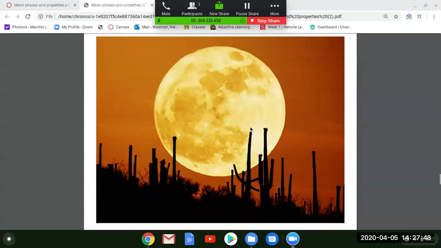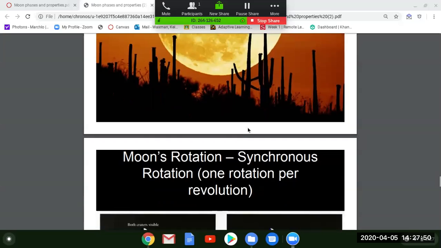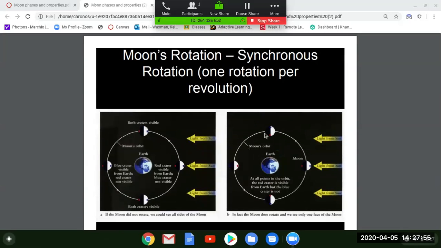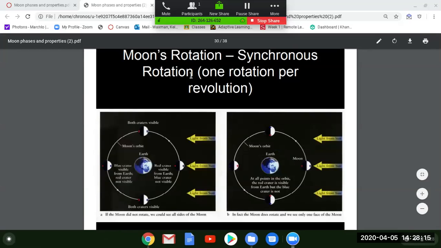So now, what about the moon's rotation? It turns out we always see the same side of the moon. The side of the moon we always see is called the near side, and the side we don't see is called the far side. You've probably heard of the far side before. The reason is that the moon undergoes what is known as synchronous rotation. It's good to know: it's one rotation per revolution.